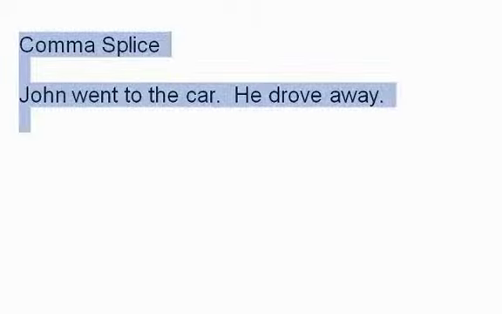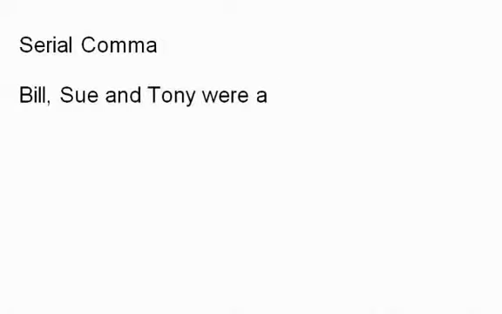Now let's take a look at the other. How about a serial comma? That's a comma that appears in a series of items in a list. So I'm going to write a simple one. Bill, Sue, and Tony were all at the party. That's great. Okay, so we know that Bill is one person, Sue is another person, and Tony's another person. There's no real problem there.